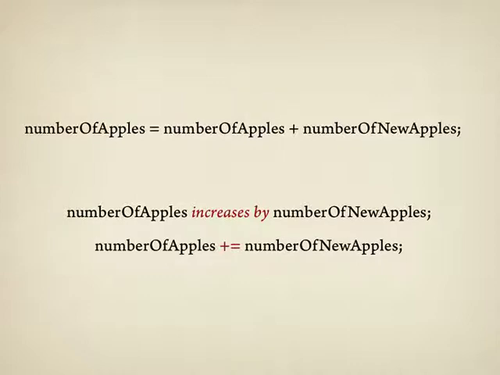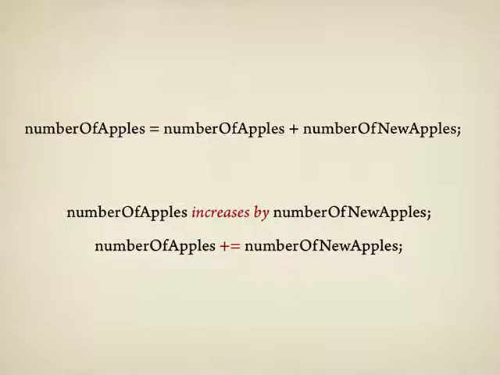What if we could do something like this? Number of apples increases by number of new apples. Then we only have to write number of apples once. And in fact, Processing lets us do exactly this. Instead of writing increases by, we write plus equals. Now I know that looks weird, don't worry about it, that's what this whole video is about. But I want to give you a preview of where we're going and why it's so useful.